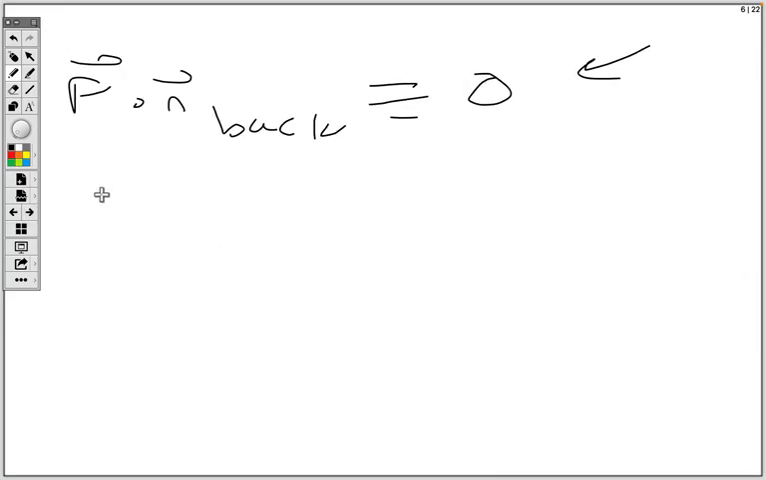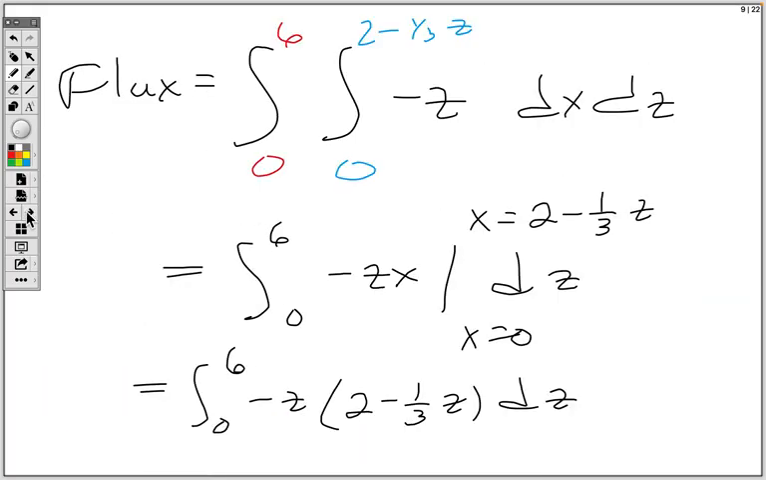So that means that the flux is 0. Right? Because when you integrate 0, you get 0. You can't get something from nothing.